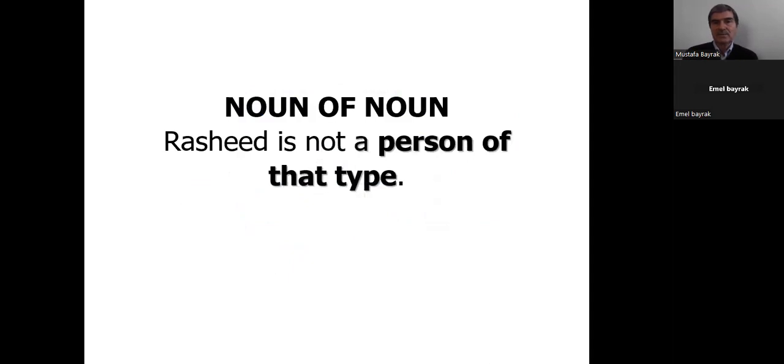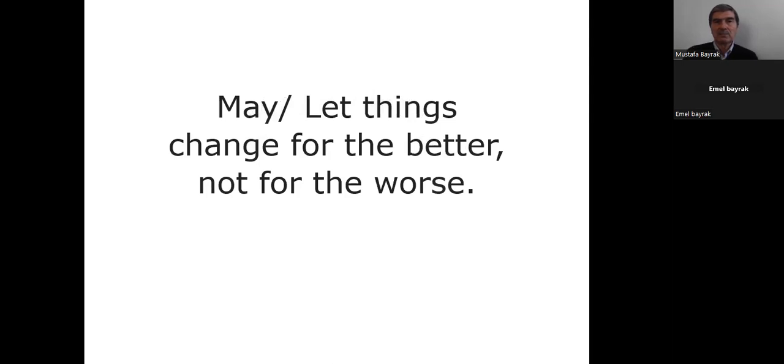Okay, this is really important in English. Noun of noun. For example, Rashid is not a person of that type. He is a person of honesty. He is a person of diplomacy. May or let. Let things change for the better, not for the worse. Yes, for the better, for the worse. May things change, develop for the better, not for the worse.